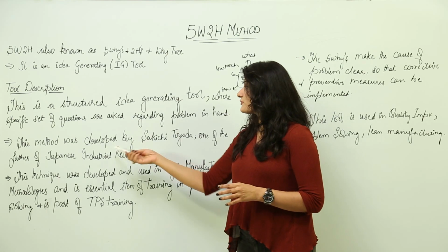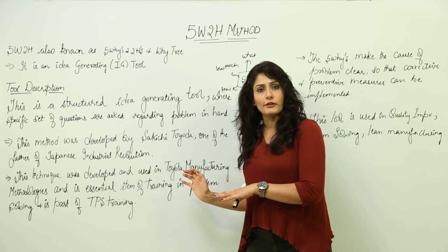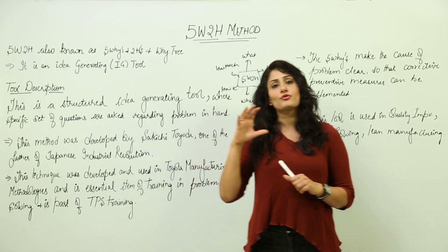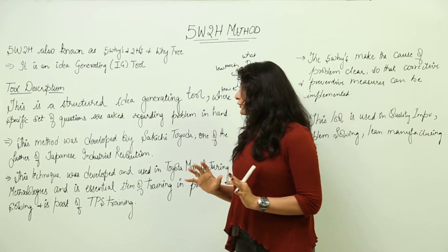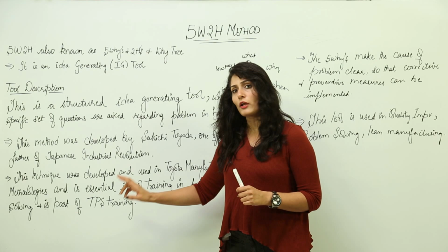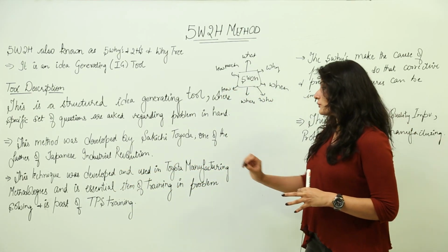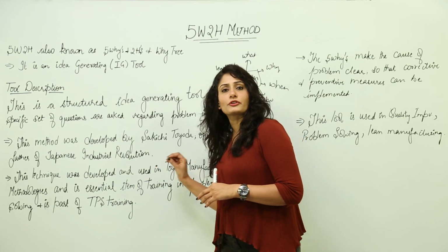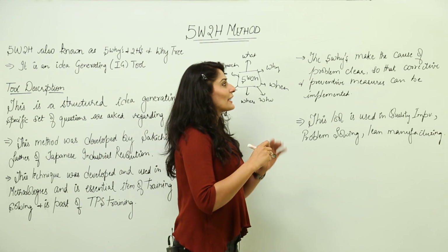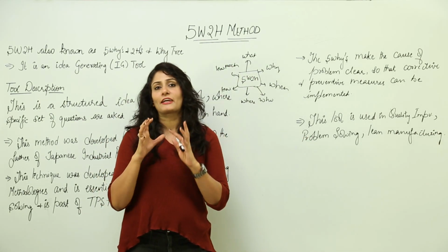This method was developed by Sakichi Toyoda, one of the fathers of the Japanese industrial revolution. He was an industrialist and an inventor, right. This tool was initially developed for Toyota, and this technique was developed and used in Toyota manufacturing methodologies and is an essential item of training in problem solving and is a part of the Toyota Production System training, right. The 5 Whys actually make the cause of the problem clear, so that the corrective and the preventive actions can be taken.